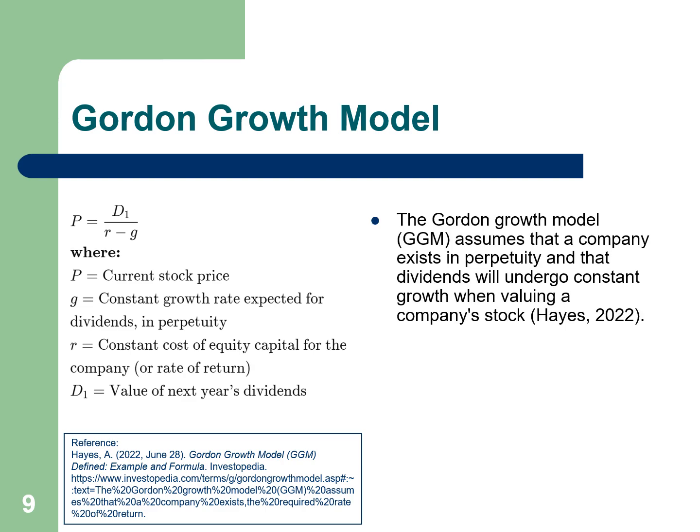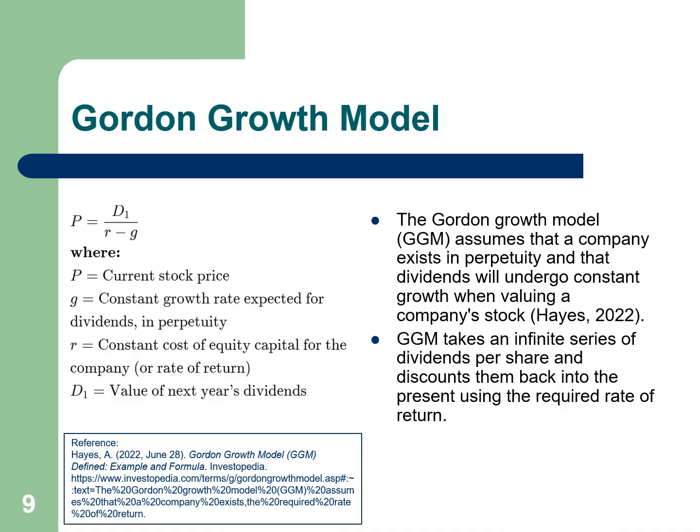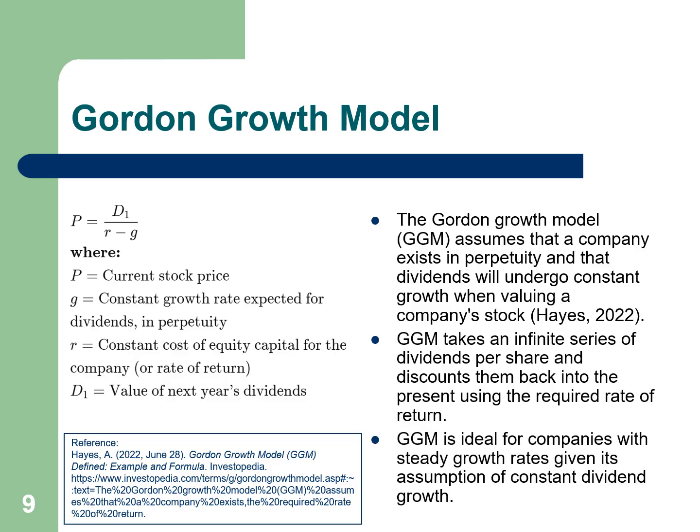The Gordon Growth Model, or GGM, assumes that a company will continue indefinitely and that its dividends will grow at a constant rate when determining the value of its stock. The Gordon Growth Model calculates the present value of an infinite series of future dividends by discounting them using the required rate of return. The Gordon Growth Model works best for companies that have consistent growth rates because it assumes that dividends will grow at a constant rate.